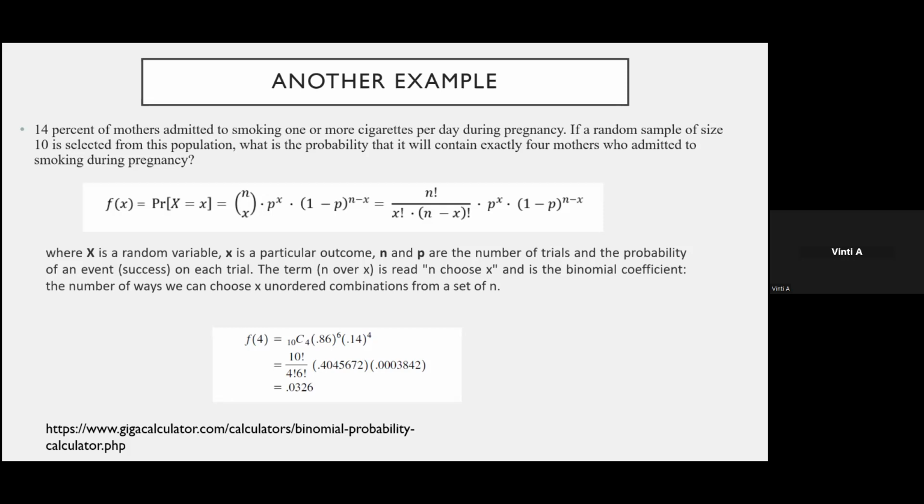So 4 is my success, so 4 in this case is X, and N is equal to 10. Therefore in terms of my combinations, it will be 10 C4, 0.86 to the power 6, because Q is 0.86, and P is 0.14, to the power 4. And then I do 10 factorial divided by x factorial multiplied by factorial of n minus x.